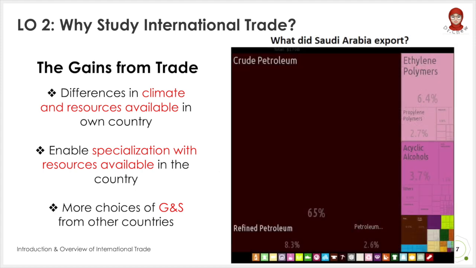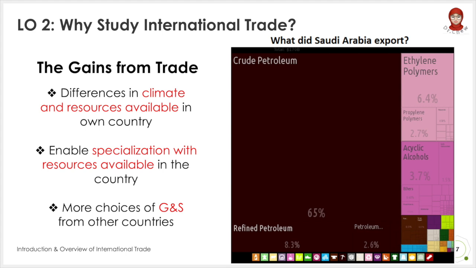One, based on Saudi Arabia's export composition. We can see from this diagram that more than half of Saudi Arabia's export is based on petroleum. It is not surprising because we know that Saudi Arabia is well known for its oil reserves and production in the country. It's due to their location. The country is rich with oil resources.